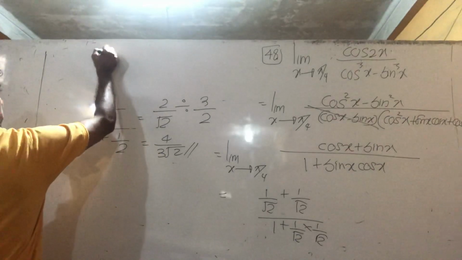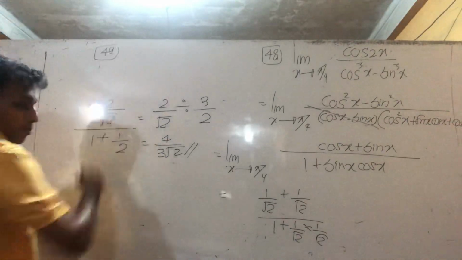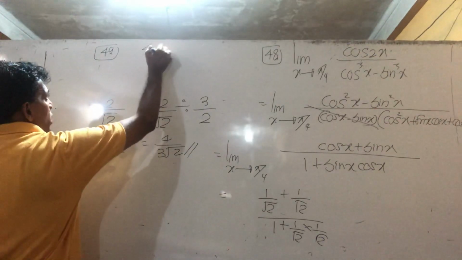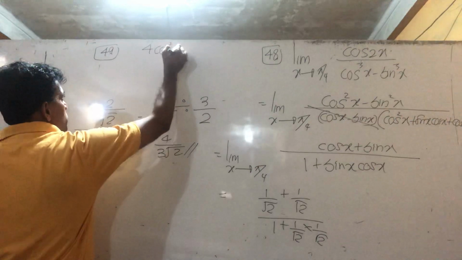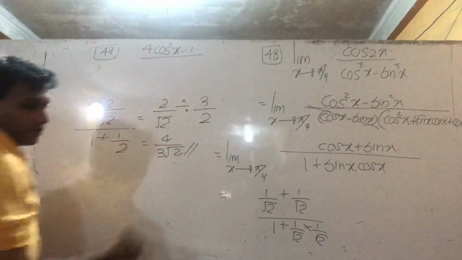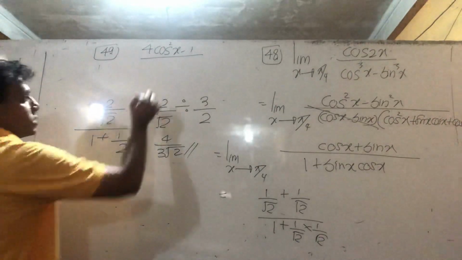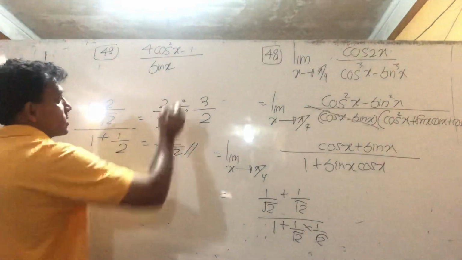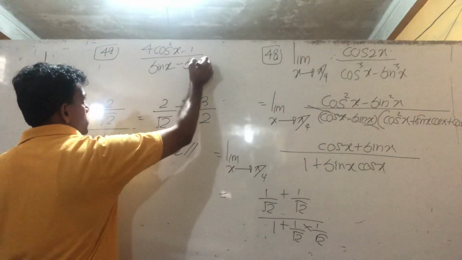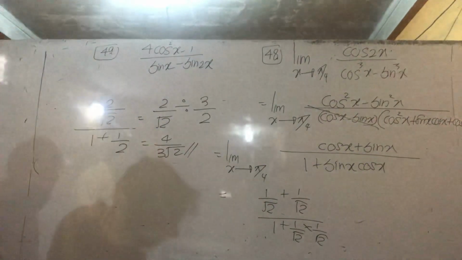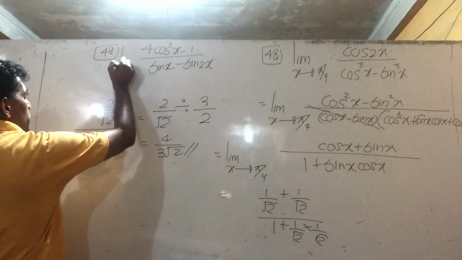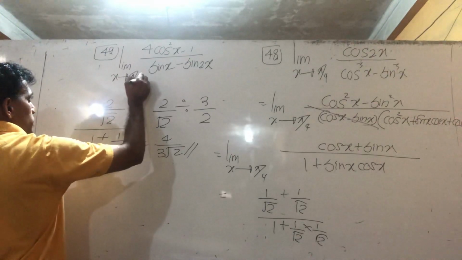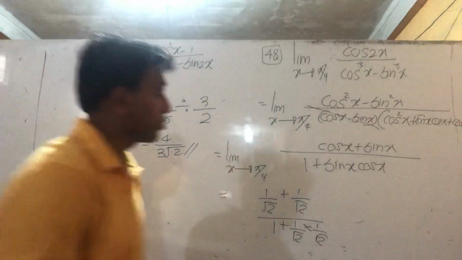Next question 49. Problem 49. Limit of 4 cos square x minus 1 over sin x minus sin 2x, where x approaches pi by 3.